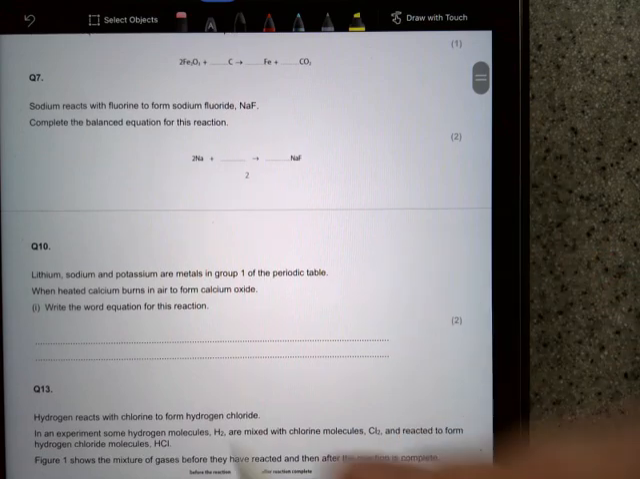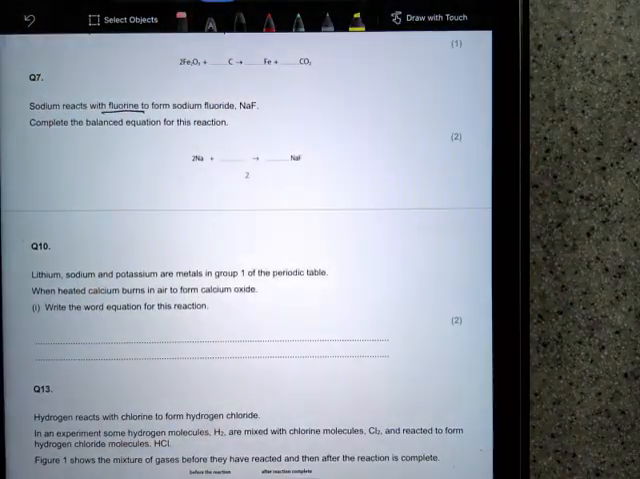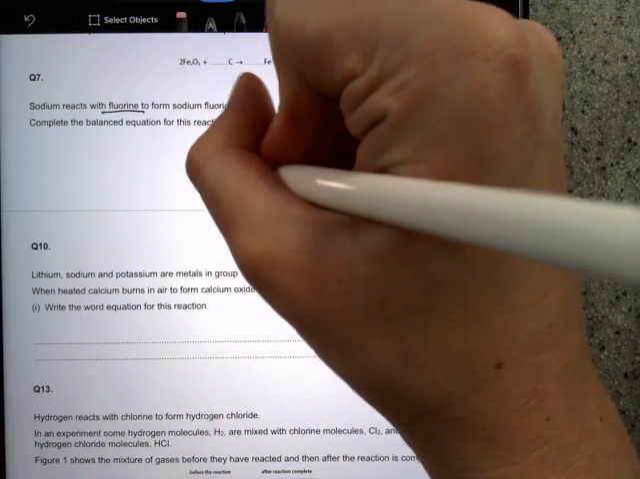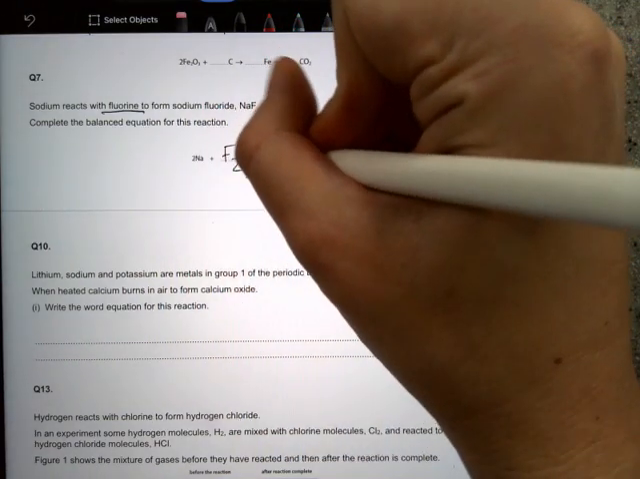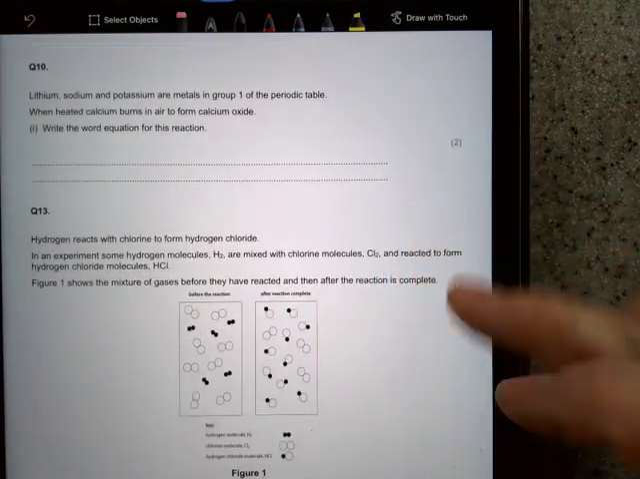This should all be fine. Just question 7, just watch out for fluorine, okay? It's in group 7, it is diatomic, so you have to write F2, and then you're going to go and balance.